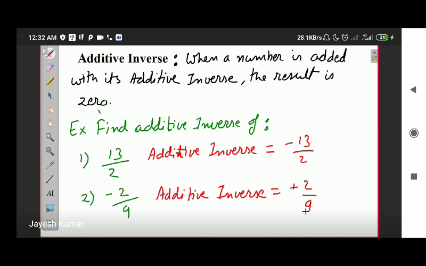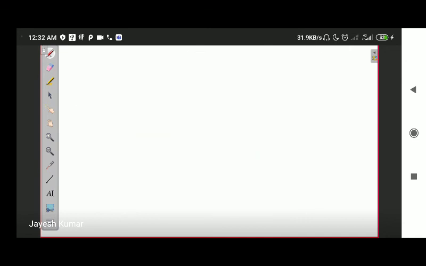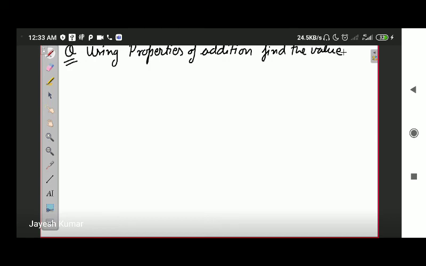There are the last 4 questions of the exercise, which are something like this. I'm going to discuss one of those. Question is: using properties of addition, find the value of... this is the last question of the exercise. Okay, the rest 3 questions I will leave it to you, you will try them yourself.